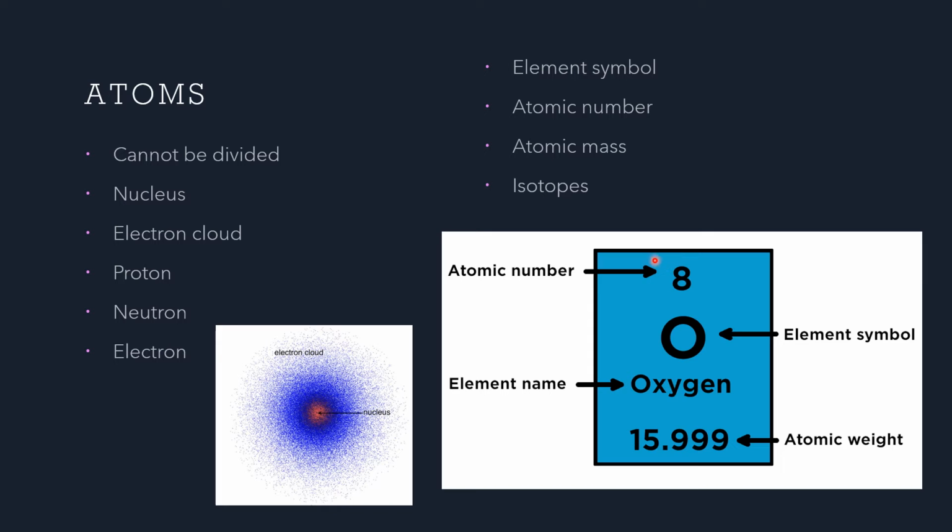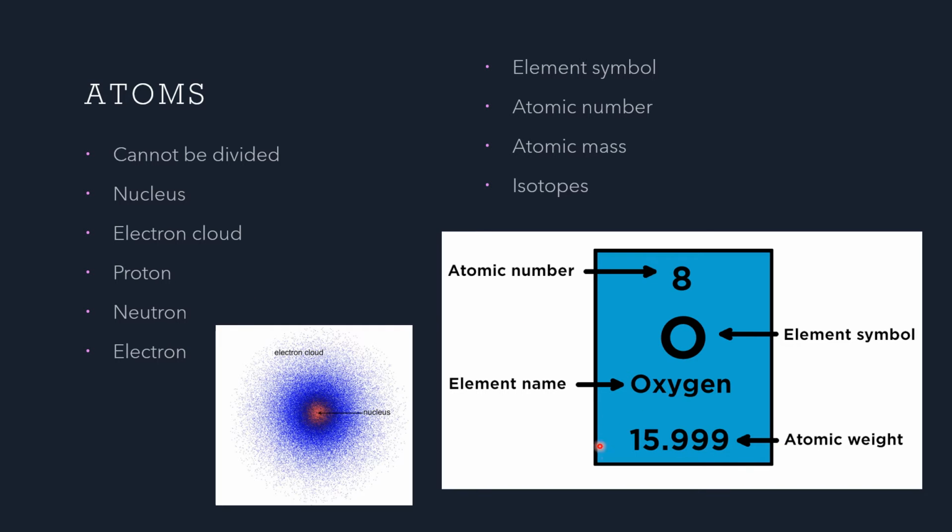The atomic number is actually a really important number. It tells you two things. It tells you how many protons are in this particular atom. It also tells you how many electrons are in this particular atom. So for oxygen, there are 8 protons and 8 electrons.